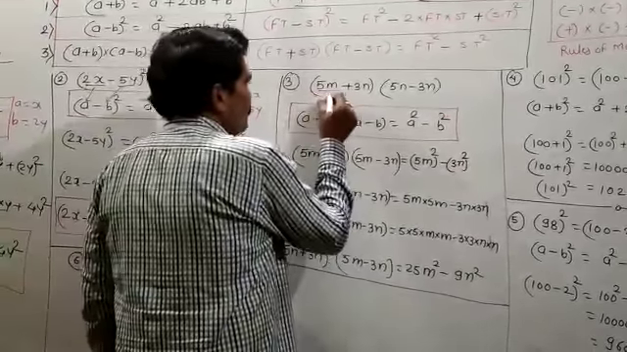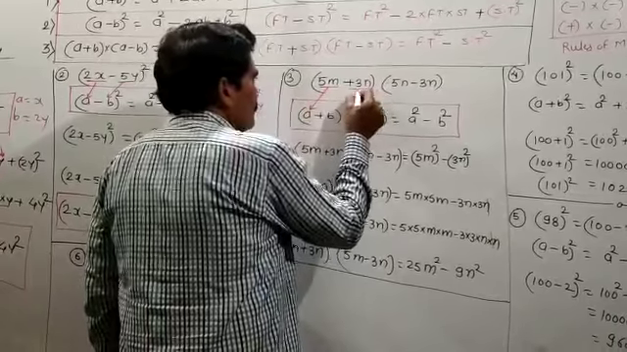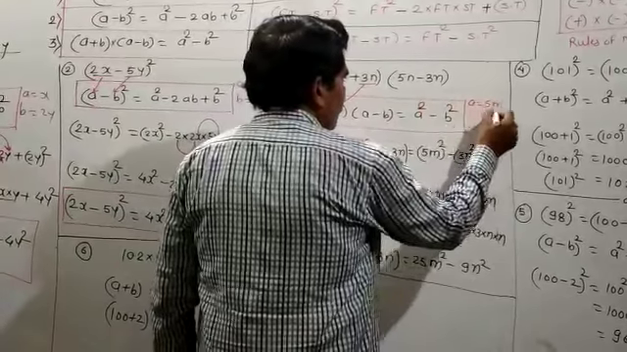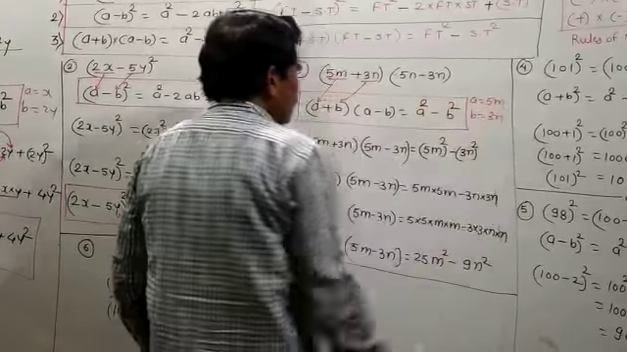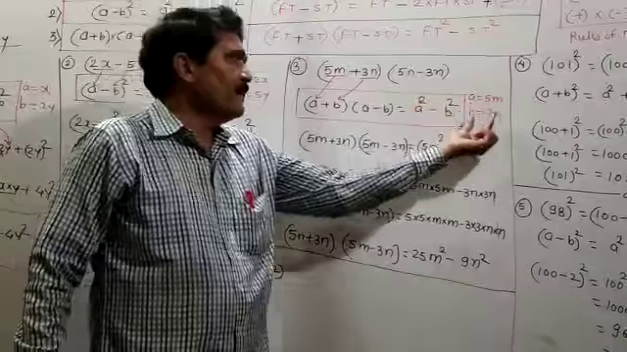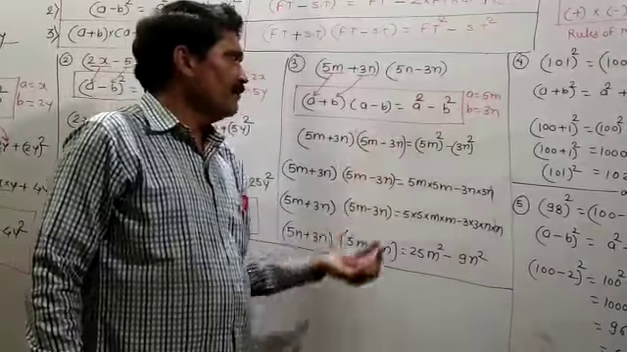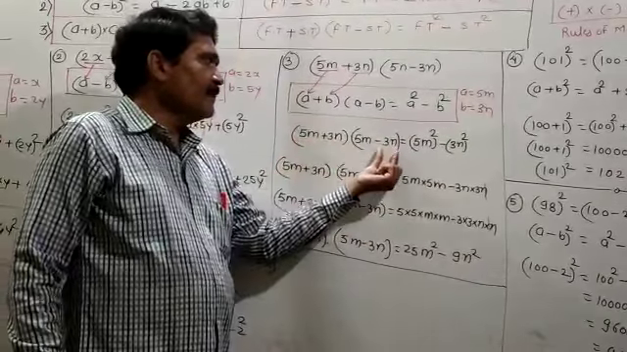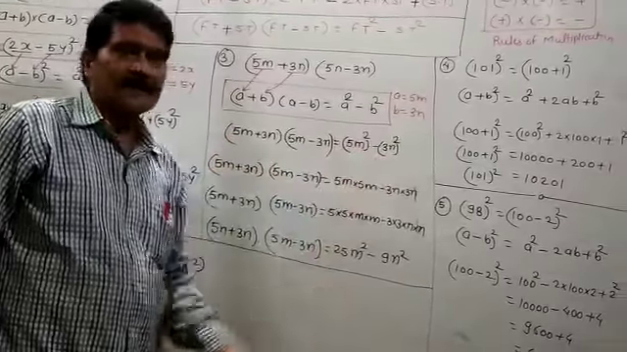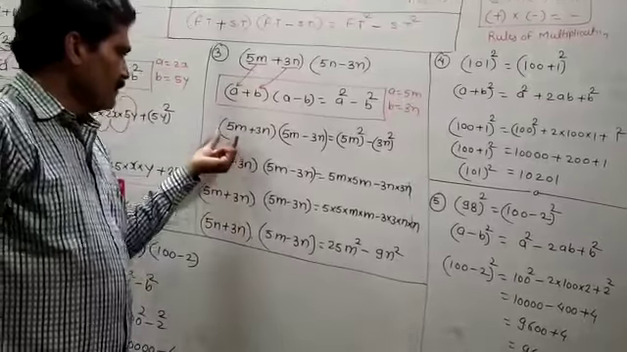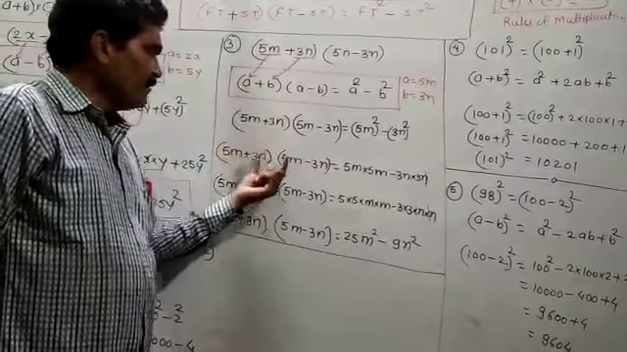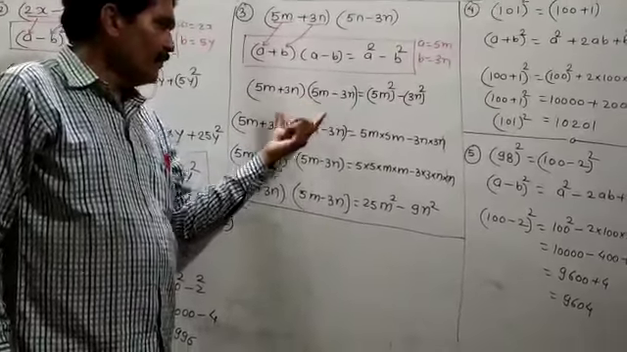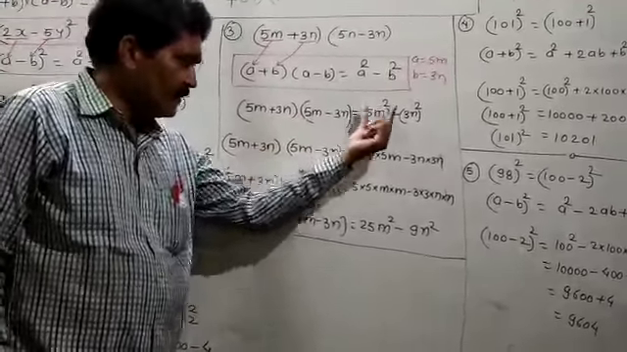At that time a is equal to 5m and b is equal to 3n. You have to put the value of a as 5m and b as 3n in the above formula. At that time (5m + 3n) and (5m - 3n) is equal to (5m) bracket square minus (3n) bracket square. So this as it is you write, because after utilizing the formula, you have to find out what answer will come.